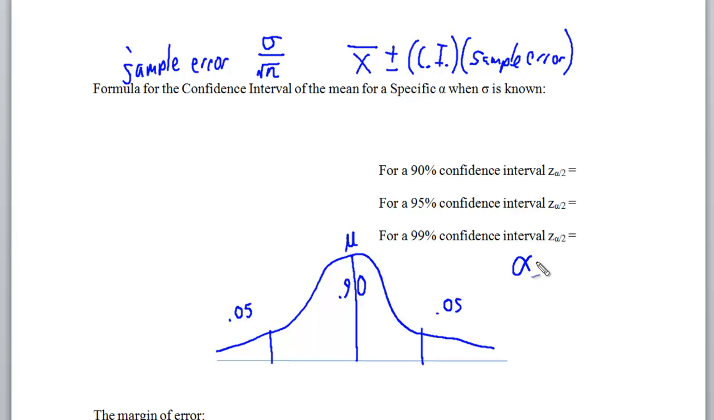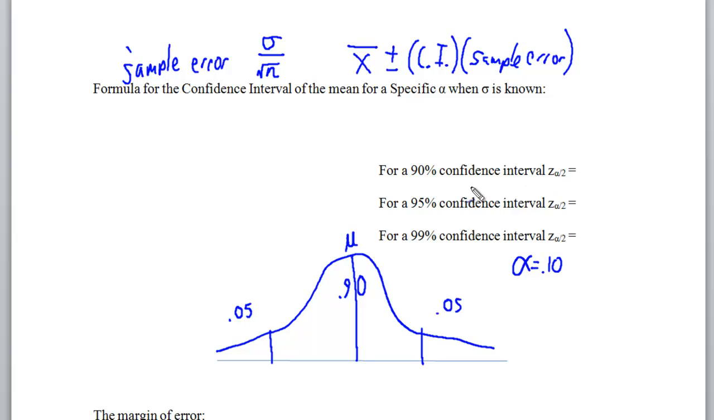And the alpha of this entire problem is 10%, because this tail is 5% and this tail is 5%. So the alpha of this confidence interval is 10%, 5% on top, 5% on bottom. So you'll notice that that alpha shows up right there. And this alpha right here is z-score sub alpha divided by 2, or z sub half alpha.